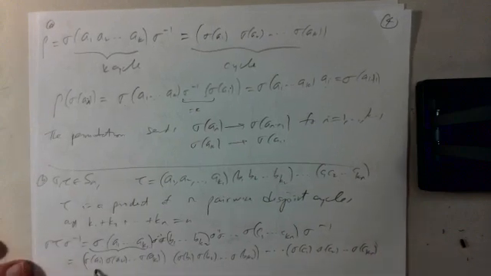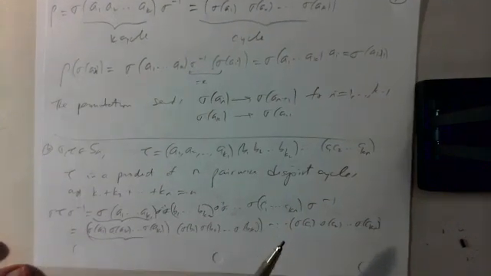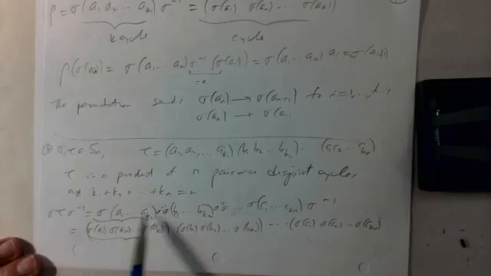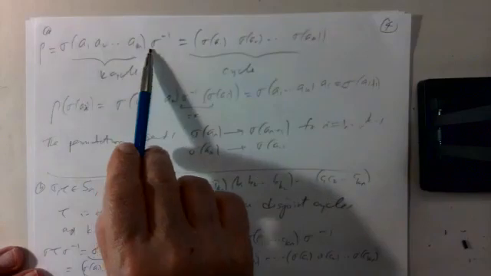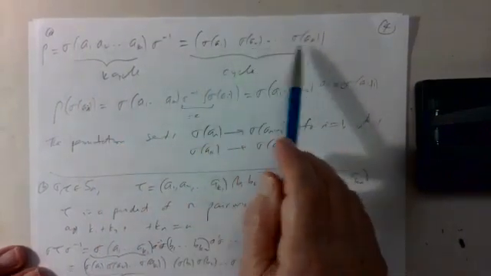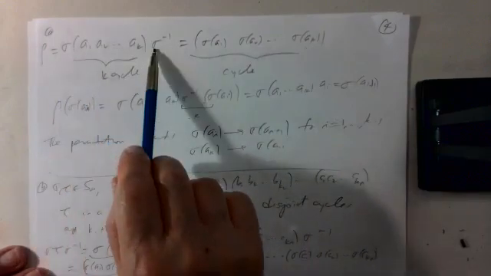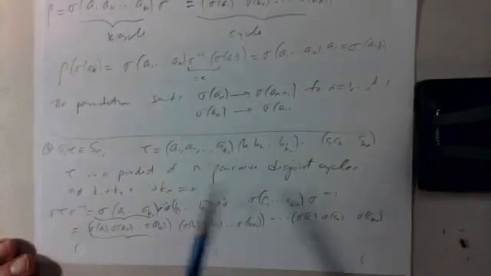What do I have here? What happened to all the sigma inverses? Well, sigma times this times sigma inverse is equal to that. That's what we just proved here, right? That was part A. If you take a cycle and conjugate it by sigma, you get another cycle which looks like this. Right, sigma times this times sigma inverse is this cycle. That's exactly what we're using here.